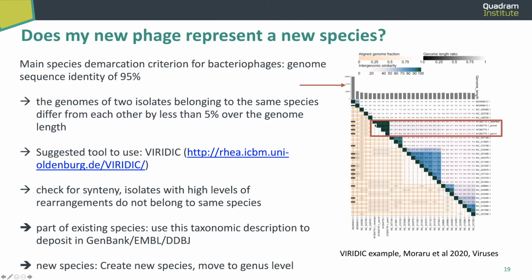So this is for the species level. You can also use this program for the genus level. And then the cutoff is 70%. That's basically what you can see here, that this is a group of phages that belong together at the genus level, with this one related, but an outlier. And this is how you can use your intergenomic similarity or nucleotide identities to start looking at the species and the genus level.